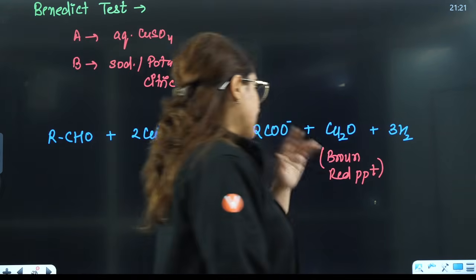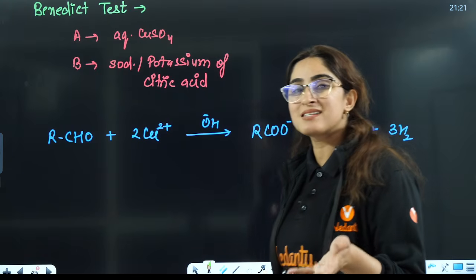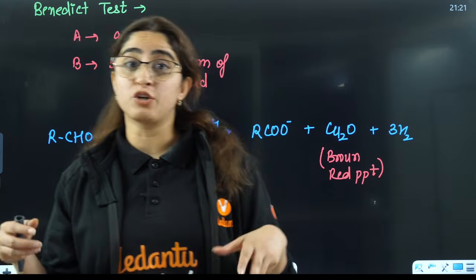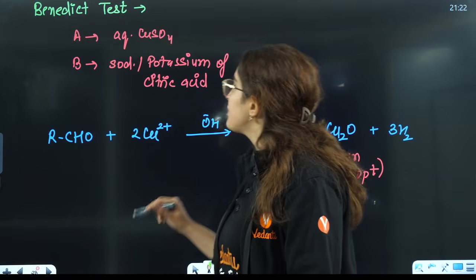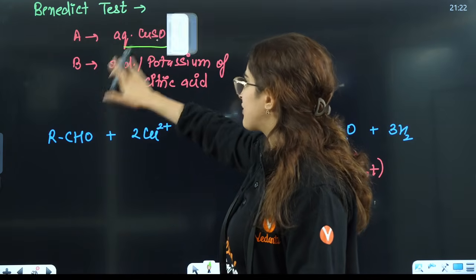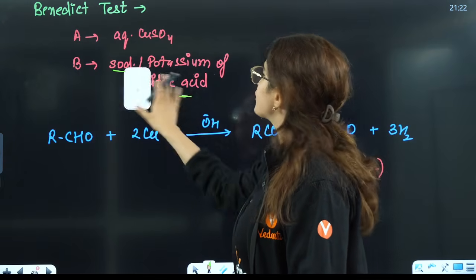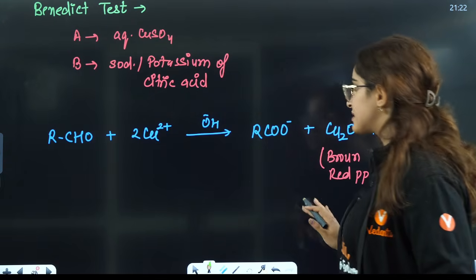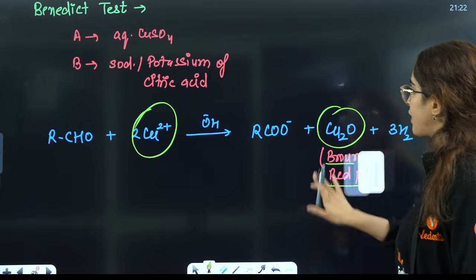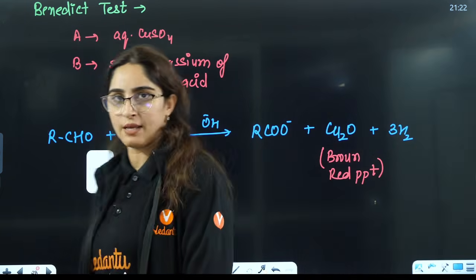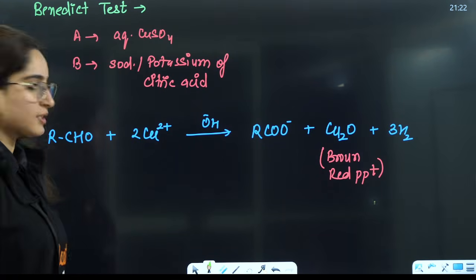Next is Benedict's test. See, the difference between Fehling's and Benedict's test is that Fehling's solution you just need to make instantaneously, but Benedict's you can store also, right? So here it is aqueous CuSO4, everything is same, but here you use citric acid. So citrate is used here, everything else is same. Cu2+ is getting converted to Cu2O, that is a reddish brown precipitate, results everything is same, right? Just instead of tartrate you have citrate here, right?